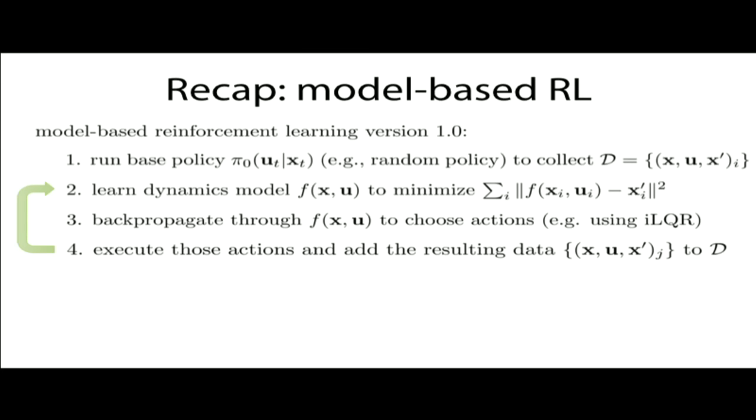Once you've learned this dynamics model, you can backpropagate through it in order to choose actions, for example, using iLQR or some other model-based RL method. And then lastly, you can execute those actions and add the resulting data to your data set, such that when you experience new transitions, new parts of the state space that you haven't seen before, you can update your model so that it is accurate in those places. Then repeat until you have a policy that can choose actions in parts of the state space that you want to be in.